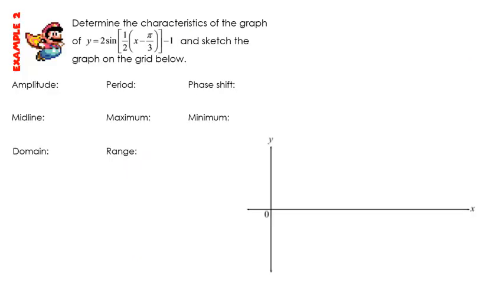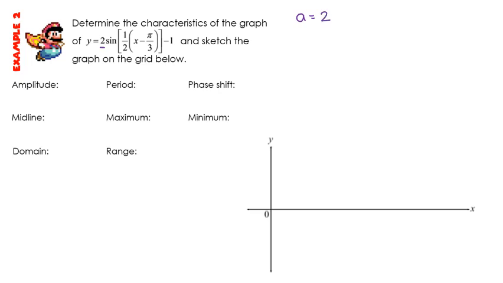Example 2. Determine the characteristics of the graph y = 2 sin(1/2 (x - pi/3)) - 1. And then we'll use that information to sketch the graph on the grid below. So first, let's identify our variables. Our a value is the coefficient of sine. So a is going to be equal to 2 in this case.